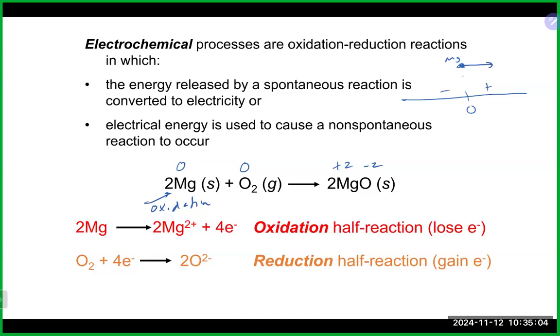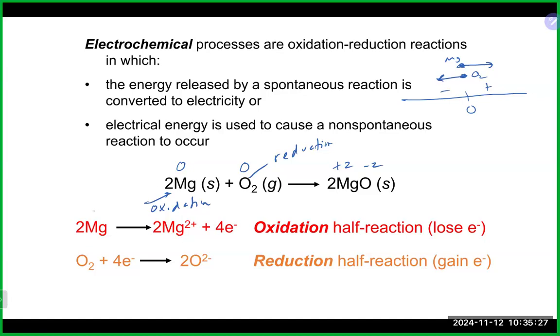And oxygen is starting at 0 in this case and going to -2, which is moving in the negative direction. So this guy is going through reduction. We could actually break apart this overall reaction into what are referred to as half reactions. And when you have a half reaction, you could have an oxidation half reaction and a reduction half reaction.